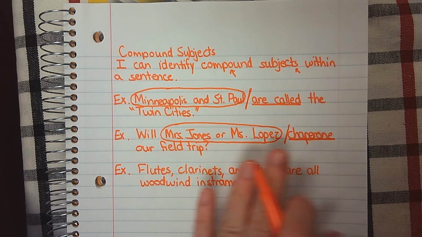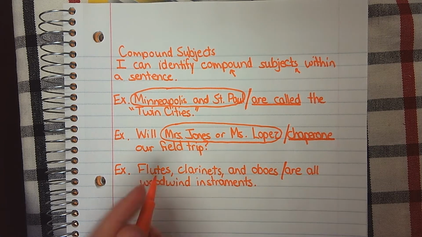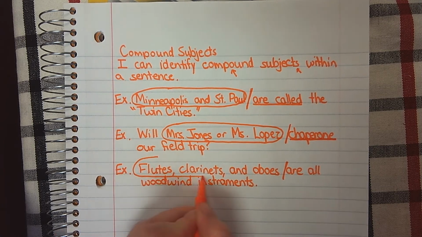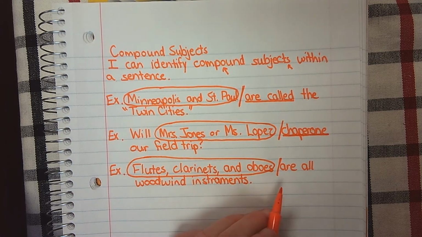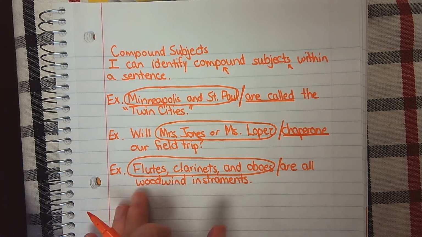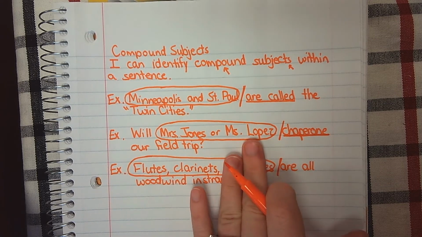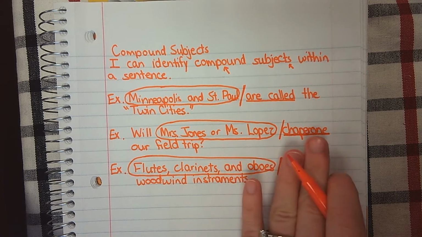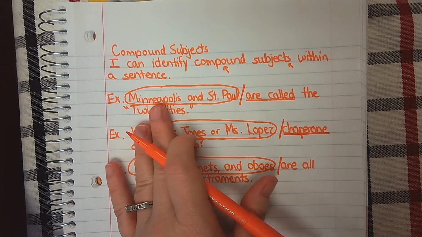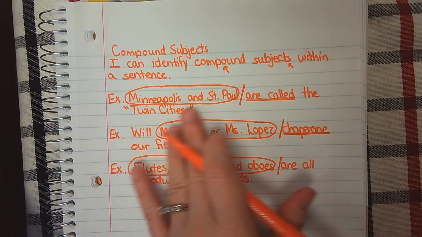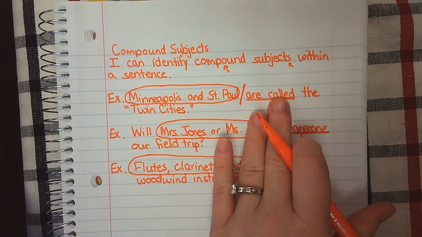So if we look to the left, we see our subjects here. We have flutes, clarinets, and oboes. This time we have three different subjects making up our compound subject. And what do they all have in common? They're all woodwind instruments. Looking back at the last example, what do Mrs. Jones or Miss Lopez have in common? Well, we're wondering which one of them is going to chaperone our field trip. And then Minneapolis and St. Paul, what do they have in common? They're both called the Twin Cities. So in all of these cases, they are sharing the verb.